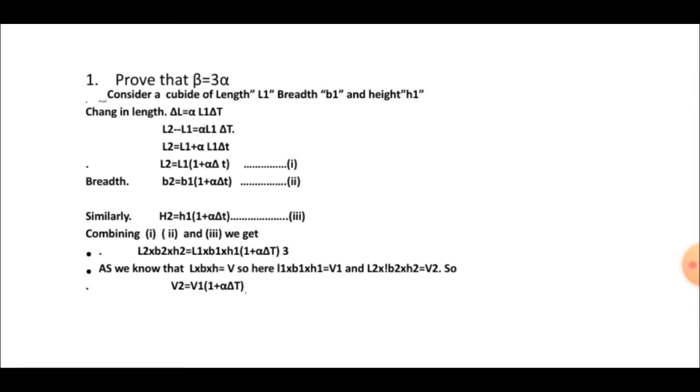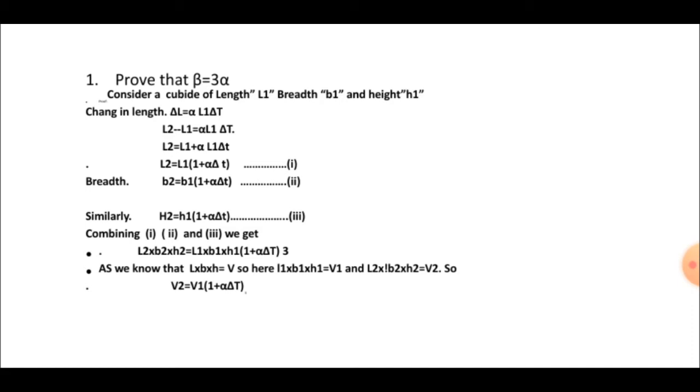Now, a very important topic: we have to prove that beta is equal to 3 alpha. It means that the coefficient of volumetric thermal expansion is equal to 3 times the coefficient of linear thermal expansion. Consider a cuboid of length L1, breadth B1 and height H1. Change in length by increasing temperature, delta L, is equal to alpha L1 delta T. And we know that L2 minus L1 is equal to alpha L1 delta T.